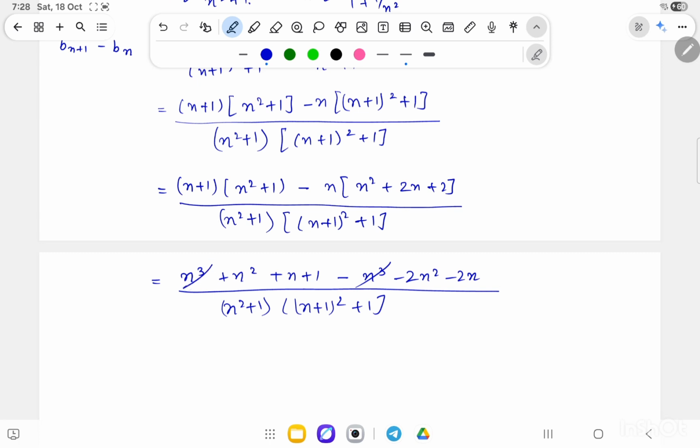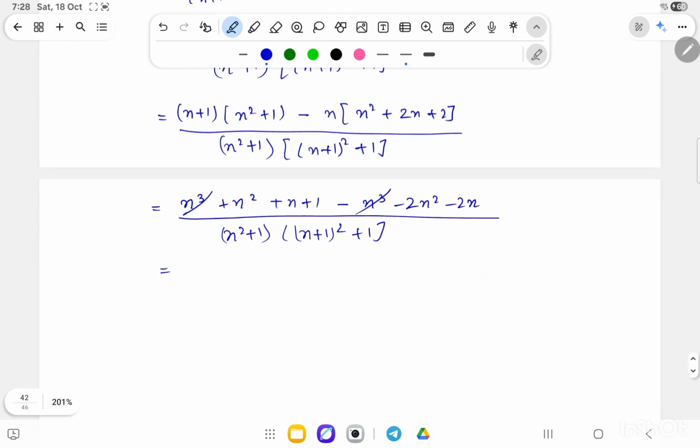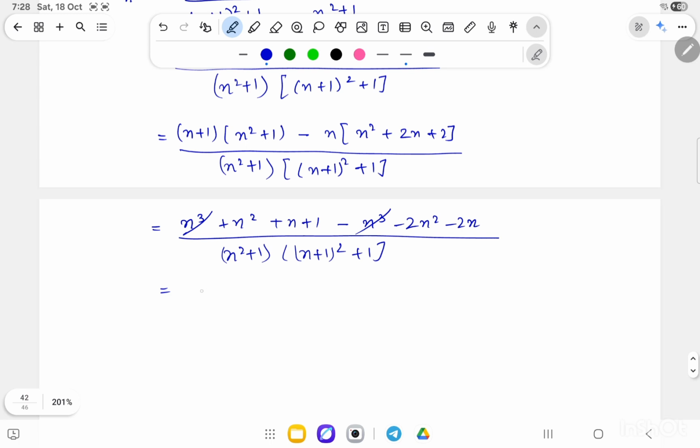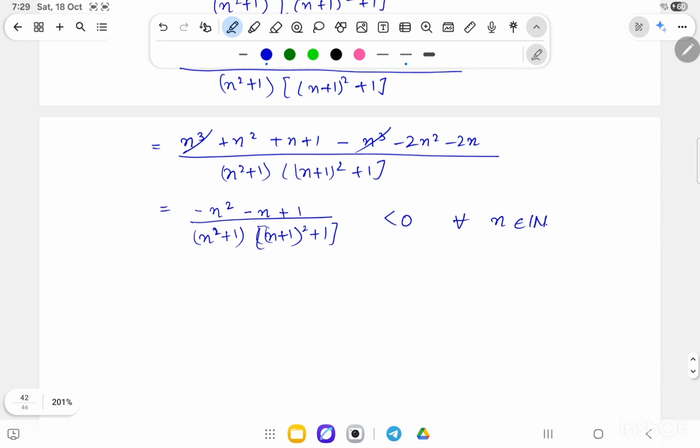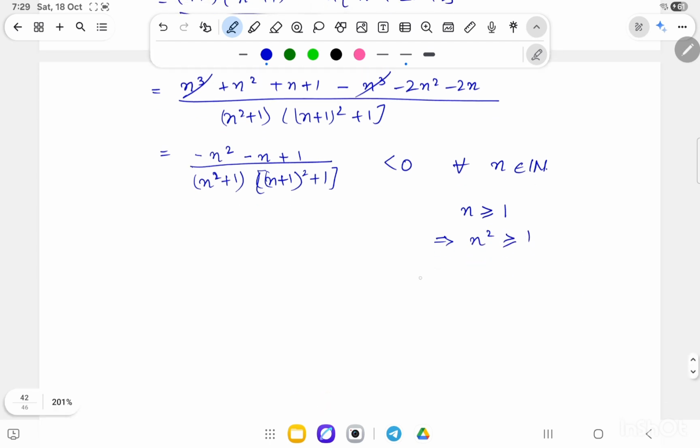This n cube balances this one, so we will be left with minus n square minus n plus 1 divided by n square plus 1 into n plus 1 square plus 1, and it will be less than 0 for all n belonging to natural numbers. And you can check that as well, because in natural numbers n is always greater than or equal to 1. So from here we can conclude that n square is also greater than or equal to 1. So n plus n square will always be greater than or equal to 2.